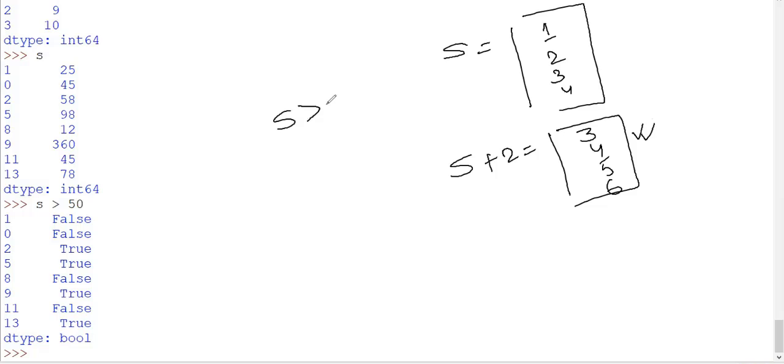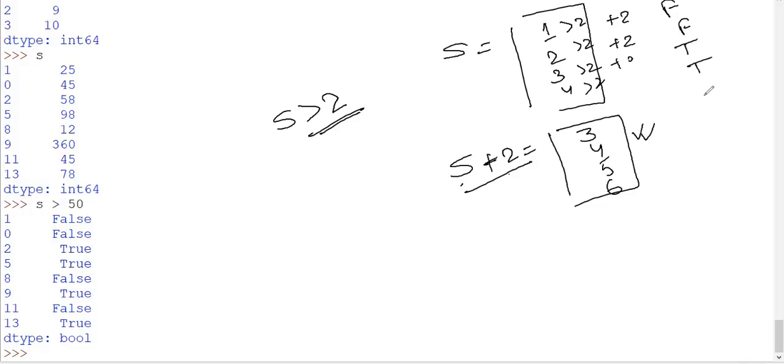At the same time, if I'm writing S greater than 2, then what happens? Because the plus operator adds 2 to every element, but S greater than 2 means it's going to compare. One thing to always remember: S plus 2 is not going to change the value of S. So here we compare: 1 greater than 2 is false, 2 greater than 2 is false, 3 greater than 2 is true, 4 greater than 2 is true.